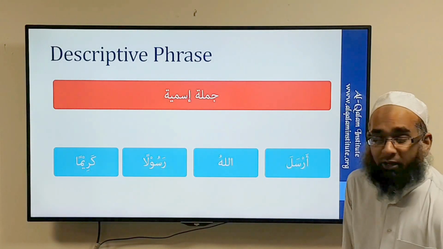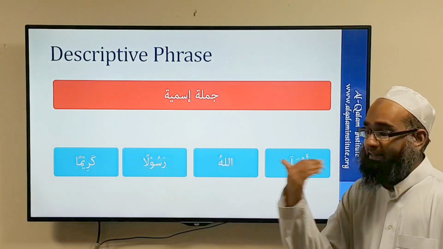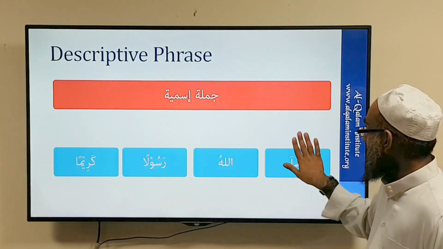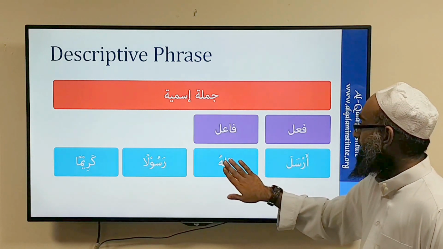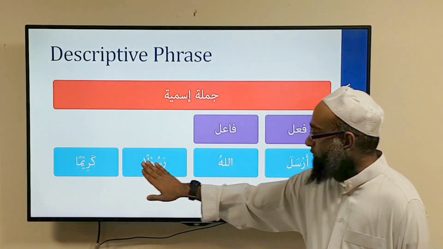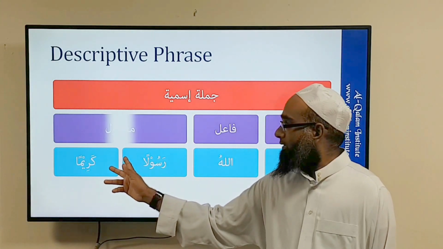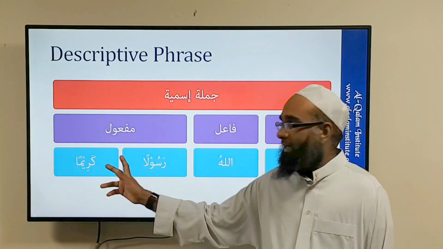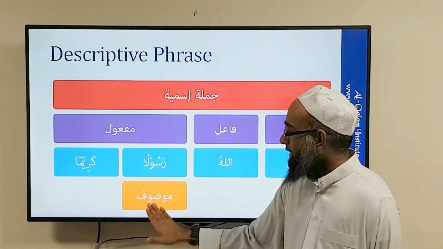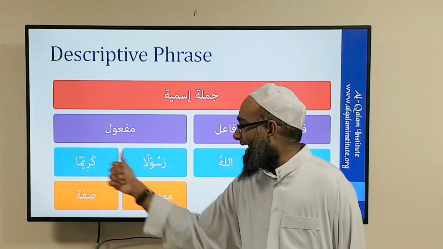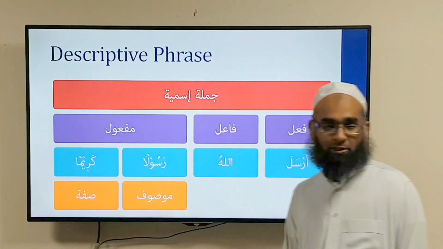Jumla fi'liya. And straight away, what should we be asking now? What slots are we looking for? Fa'il, maf'ul. Is this maf'ul on its own, or are two words joined together to become maf'ul? Joined together become maf'ul. And then we see the maf'ul is made up of what? Mousuf sifa. How do you know it's mousuf sifa? D, I, N, G, they match.